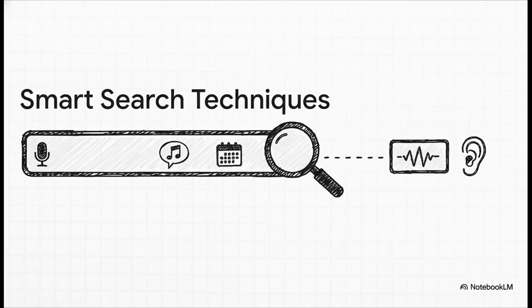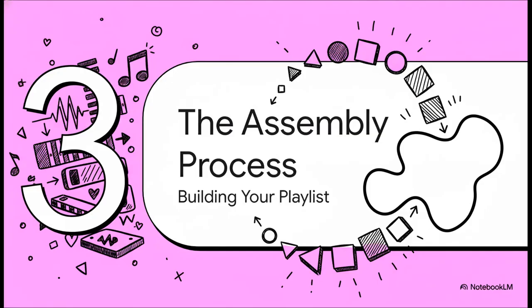So the search bar is basically your best friend here. Of course, you can search for a song or an artist, that's the obvious stuff. But did you know you can often find a song just by typing in a line of lyrics you remember? How cool is that? Just, always hit that preview button to make sure you've got the right version. Okay, you've found some killer tracks. Now it's time for the assembly process. This is where we put it all together and build your unique playlist.